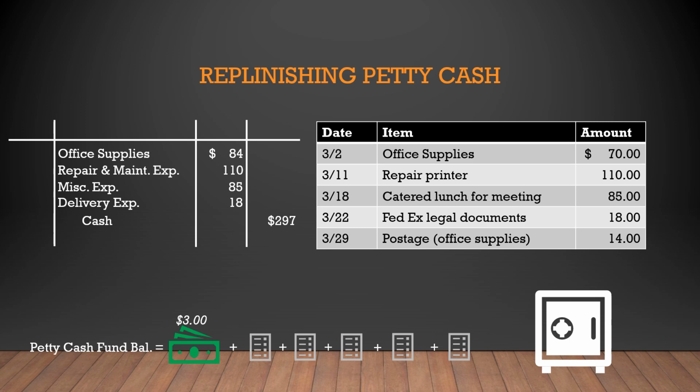What if instead of $3 left in the cash box, there's only $2? The debits of our entry will remain unchanged. Those are still the amounts on the receipts, and they need to be debited to the appropriate accounts. Our credit to cash will instead be $298. Our fund balance of $300 less the actual amount of cash in the box.